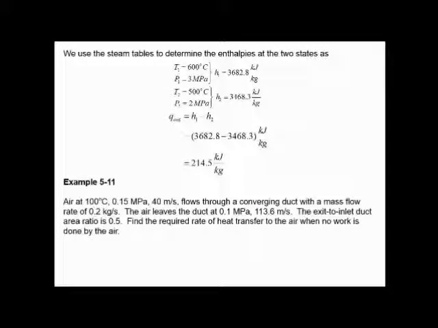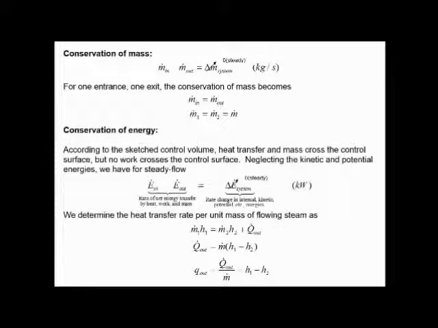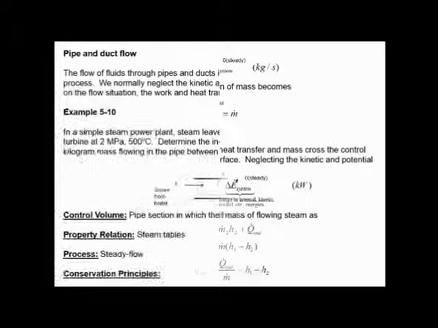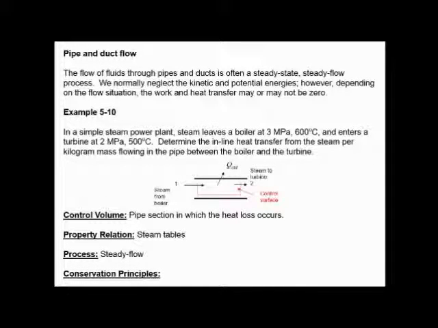So in that way we can solve those problems. Here is one more thing to discuss about a pipe or a simple pipe that is considered as a control surface and the fluid flows through it. So in a simple power steam plant, steam flows through a boiler at 3 megapascal, 300 degrees, and enters the turbine at 2 megapascal and 500 degrees centigrade.